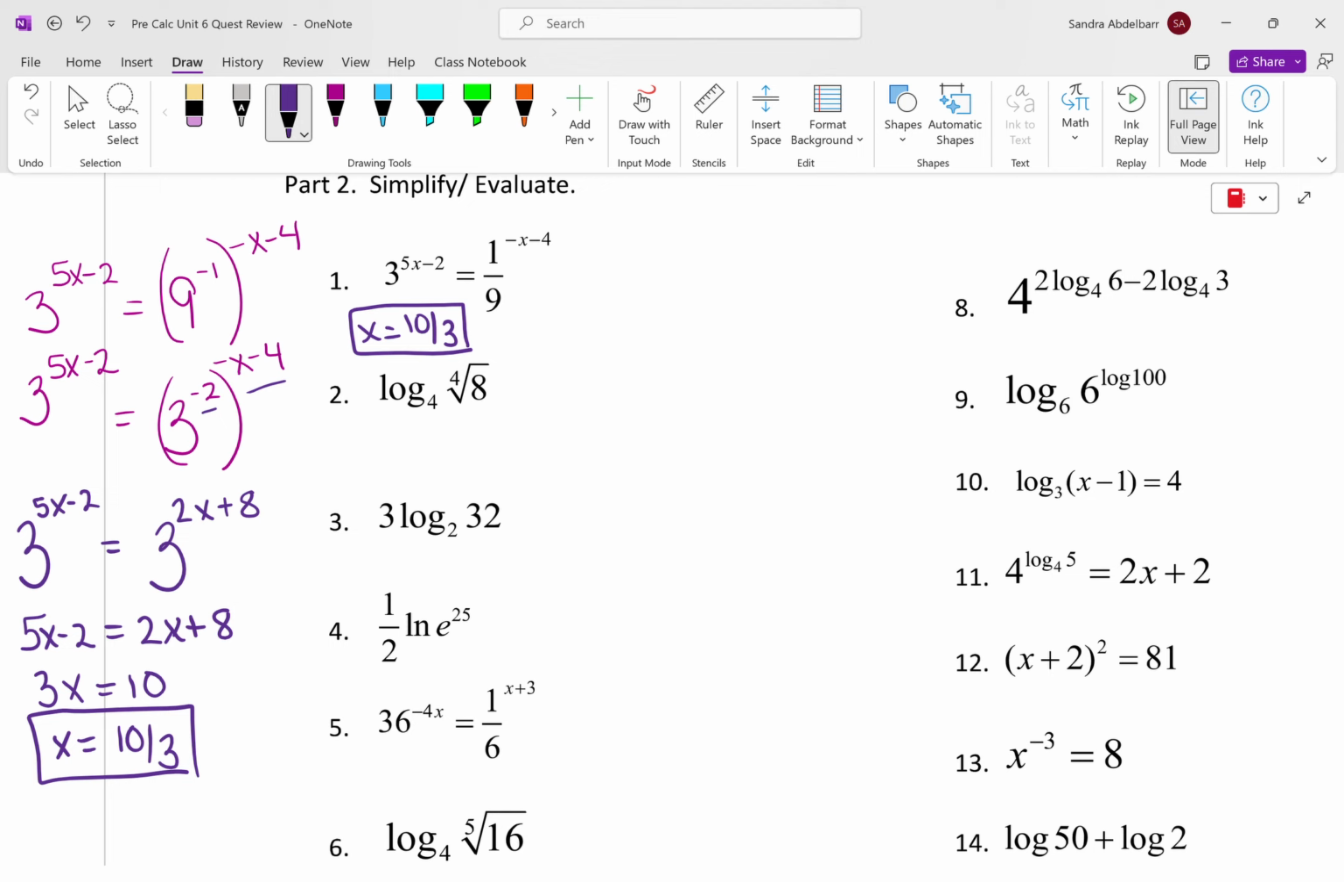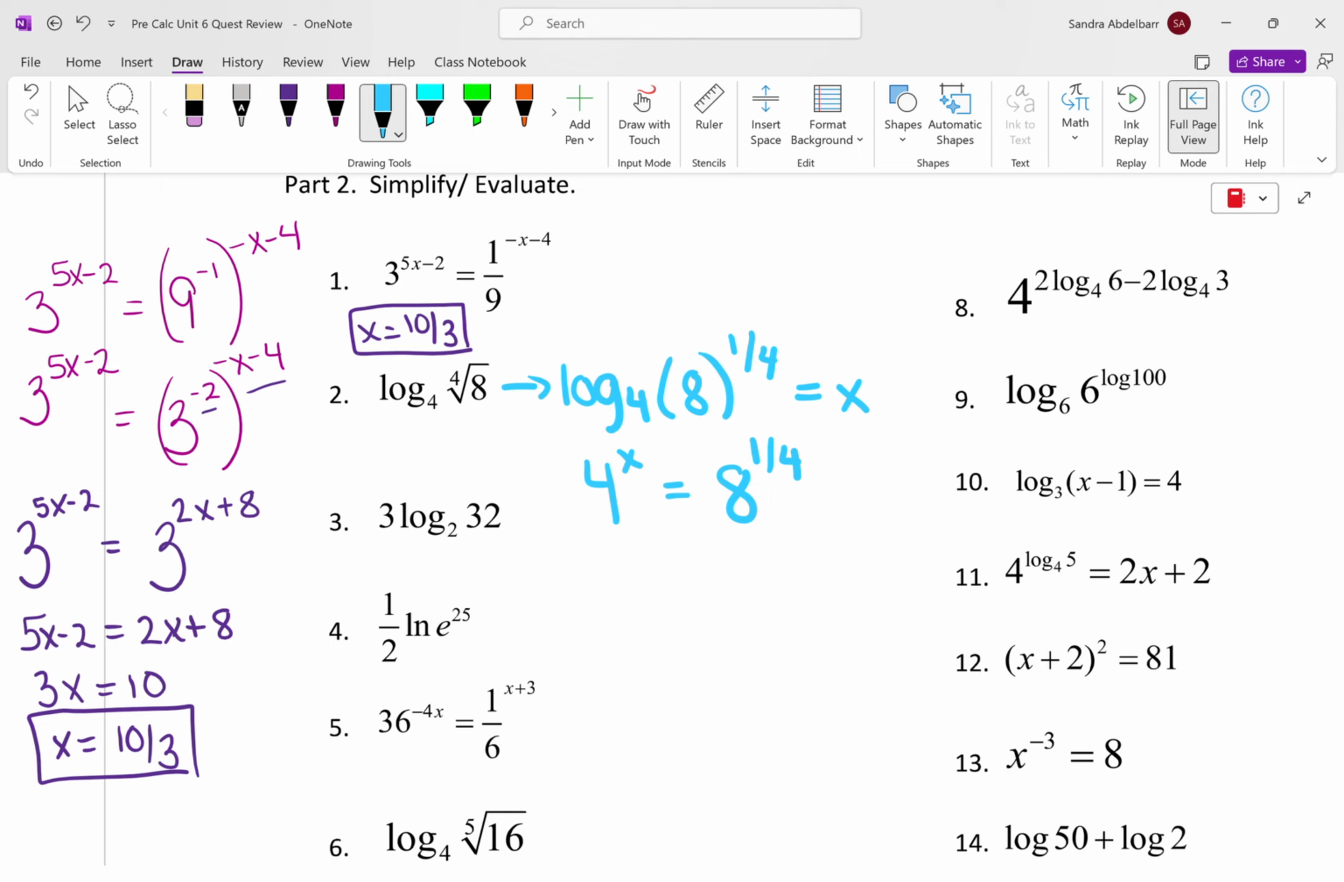Can I go to the next one? Okay, so for this one, I'm going to have log base 4 of 8 to the 1/4 equals x. It would be nice if I could change that 8 into a base of 4, but I can't, so then I can't use the shortcut. So now I'm going to change into exponential. 4 raised to the x equals 8 to the 1/4.